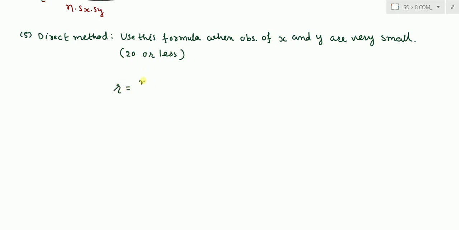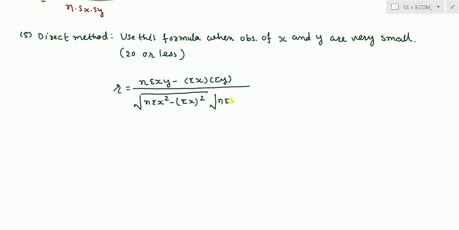r equals to n sigma xy minus sigma x into sigma y upon under root n sigma x square minus sigma x whole square, and under root of n sigma y square minus sigma y whole square. This is the formula of direct method. It can be used in each and every method of correlation.